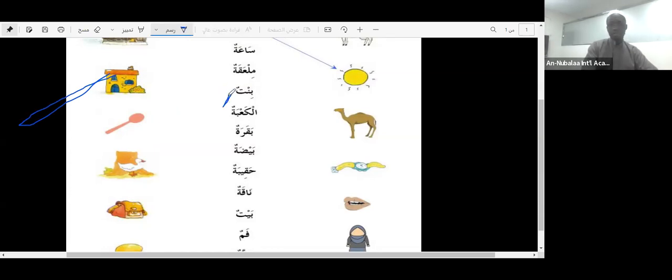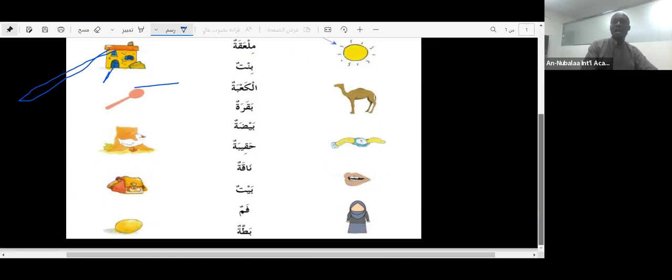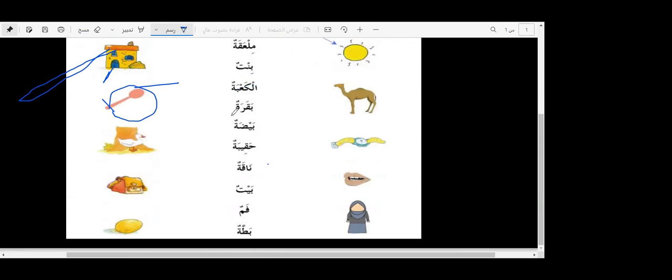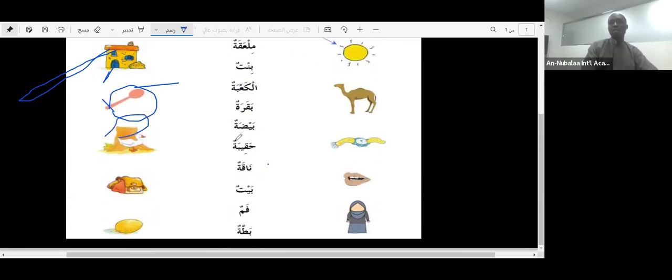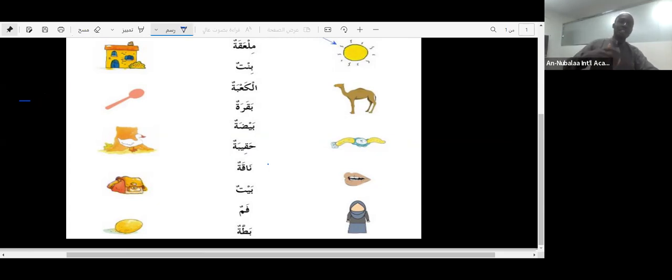Bintu. What is the meaning of bintu? Daughter. Al-Ka'ba. What is the meaning of Al-Ka'ba? You don't know Ka'ba? In Mecca. What is the meaning of baqaratun? Cow. What is the meaning of baydatun? Baydatun is egg. Haqibatun is bag. Hadhihi haqiba, this is a bag. When you have your bag with you, you say hadhihi haqibati, you add ya. This is my bag.